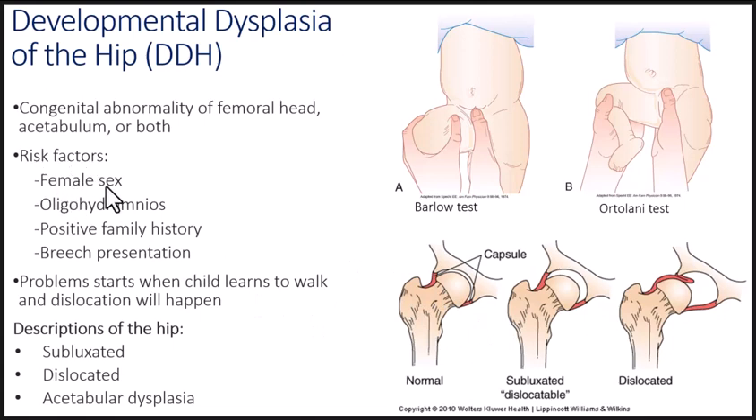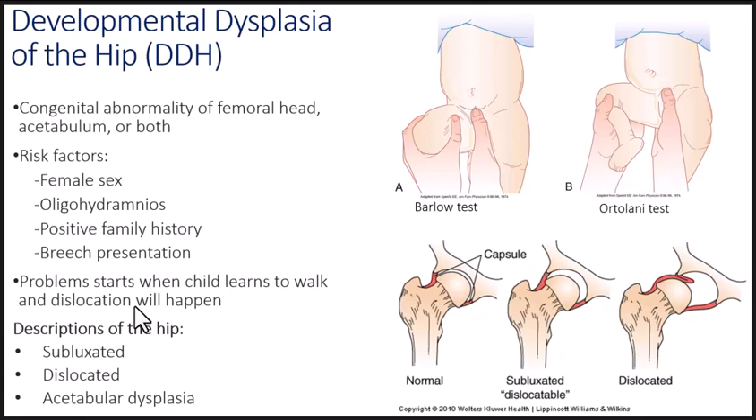Risk factors include being female, oligohydramnios, which is a deficient or low volume of amniotic fluid. That fluid the baby would bathe in limits fetal movement, and less movement can predispose the baby to this condition where either the femoral head or the acetabulum or both do not develop properly. Positive family history is another risk factor, as well as breech presentation. So that's where the baby is presenting with their, in some cases, feet first.